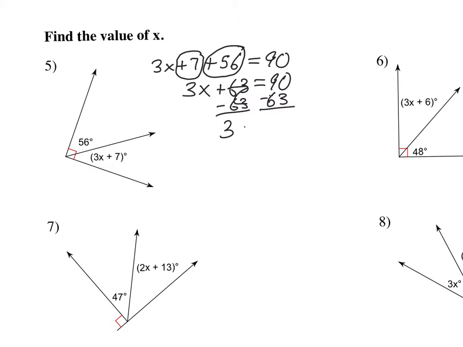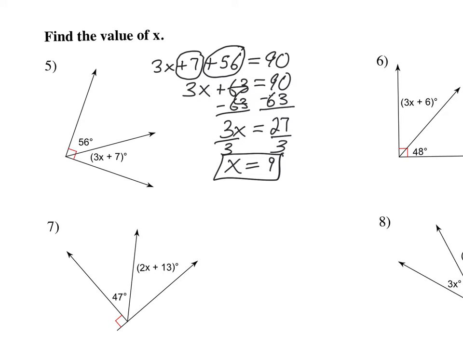Okay, so 3x is the only thing left on the left-hand side, and 90 minus 63 is 27. And then I have to divide by 3 because I'm multiplying x times 3. So what the equation is saying here is that we're taking 3 and multiplying it by some number, and I get 27. Well, many of you will know that 3 times 9 is 27, but the correct process is to show that we're dividing, and so x is equal to 9. And that's what we're after. We want to find the value of x.